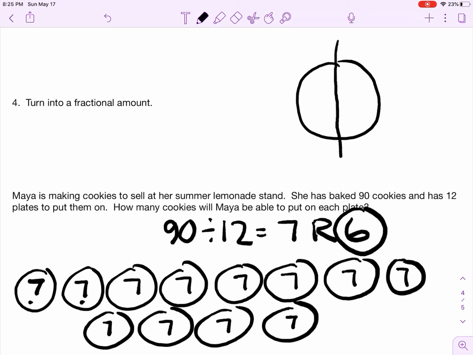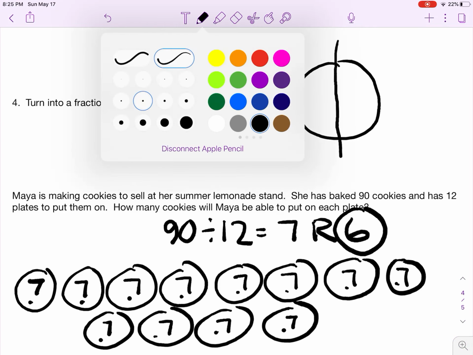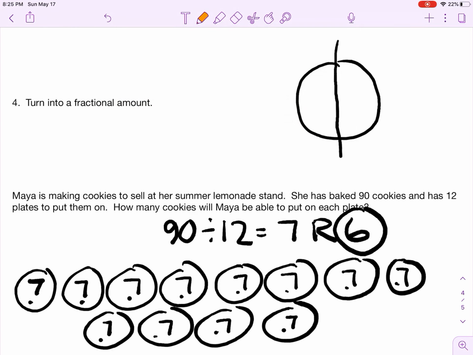That gives me 1 full cookie. Half and another half gives me 2. Half and another half gives me 3, then 4, then 5, then 6. So actually what's going to be on each plate is going to be 7 1/2 of a cookie.